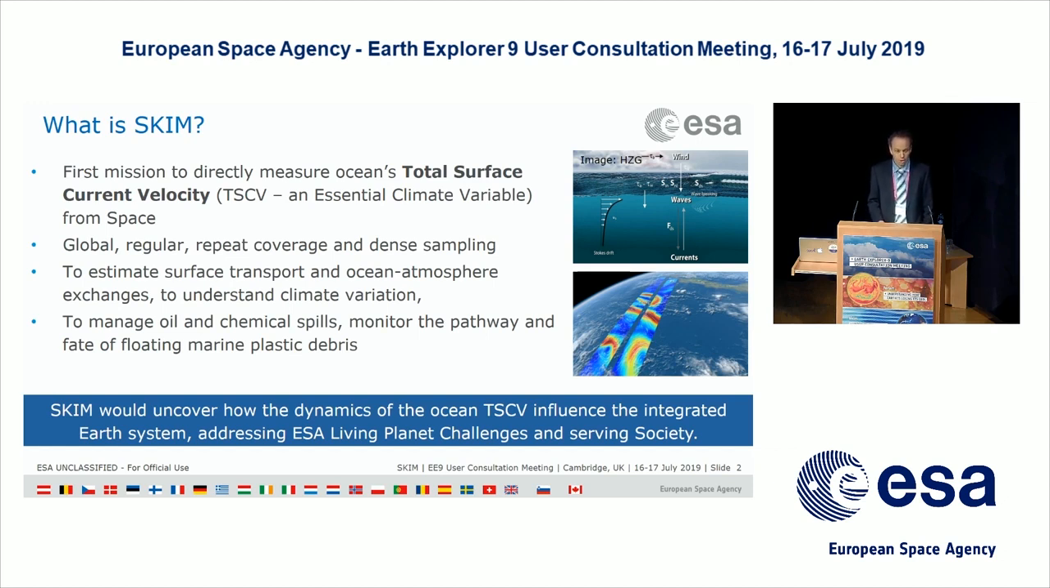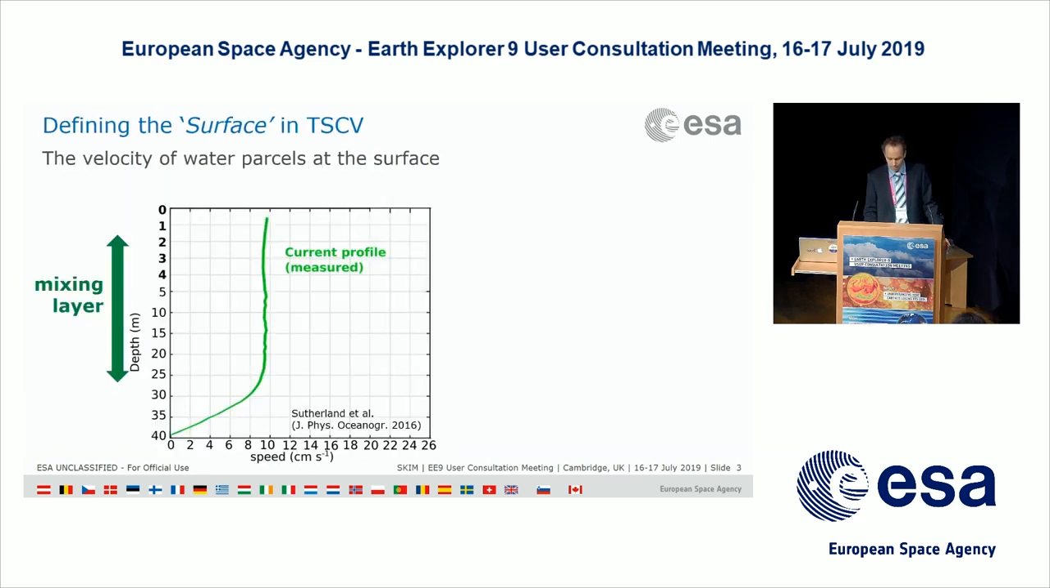In short, SKIM would uncover how the dynamics of the ocean TSCV influence the integrated Earth system. It addresses ESA living planet challenges and serves society. But what is this total surface current velocity then? Well, the currents in the ocean vary with depth. This is a profile measured somewhere in the North Atlantic from current meters, and it goes from almost no flow at 40 meters deep to something like 10 centimeters per second in the mixing layer.